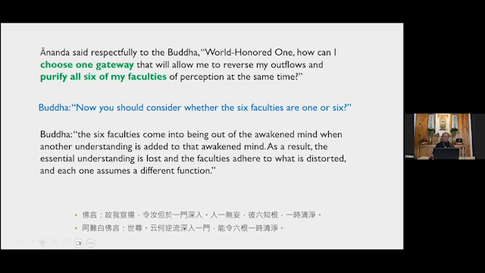So Ananda is just wondering, because I'm so eager to purify my six faculties, now you just choose one. How about the other five? So Buddha spends some time asking Ananda, do you consider whether the six faculties are one or six? Are your six faculties six faculties or one faculty?